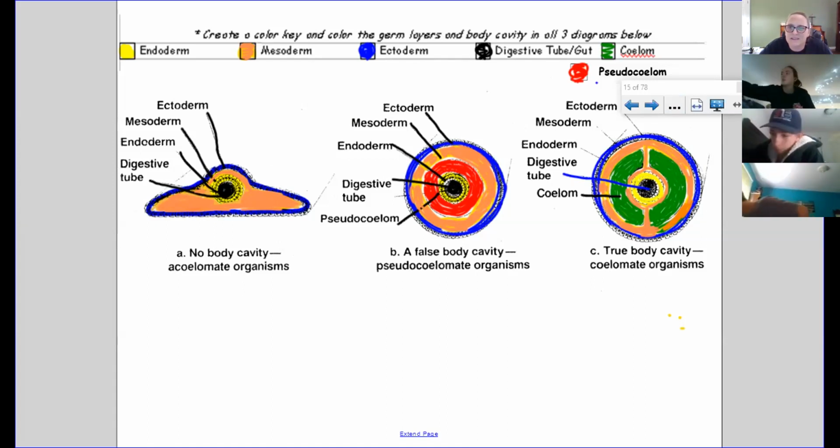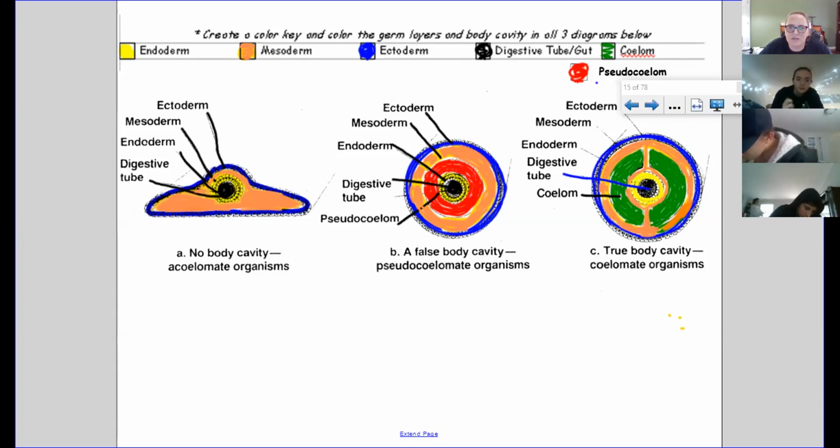What? We're coloring the blue stuff yellow. Yes, you can color it whichever colors you want, just so that you differentiate them from each other, because it's kind of hard to see when you don't have them colored in. So you can have the ectoderm yellow and the endoderm blue, whatever you want, just so as long as you can see this.